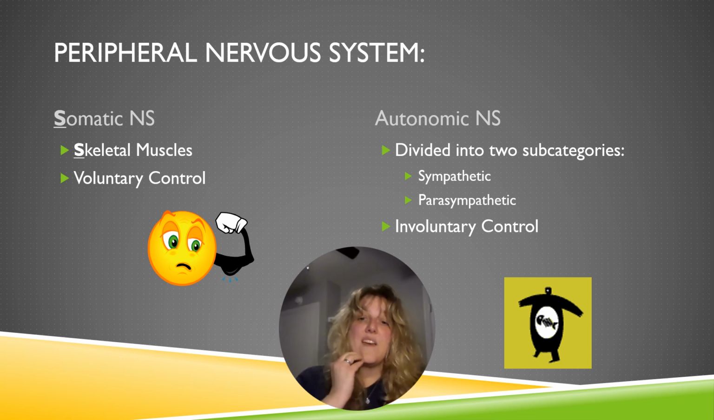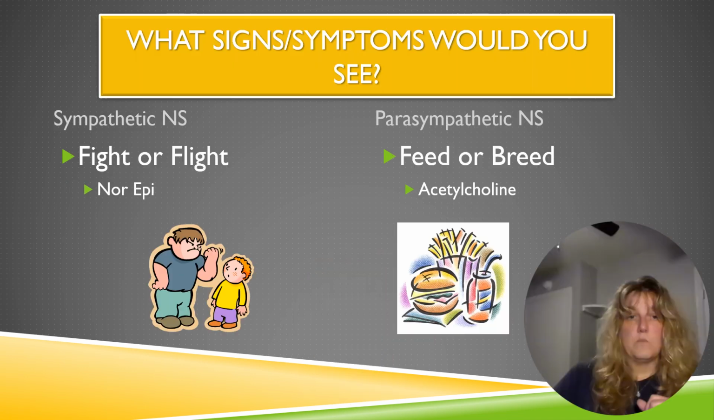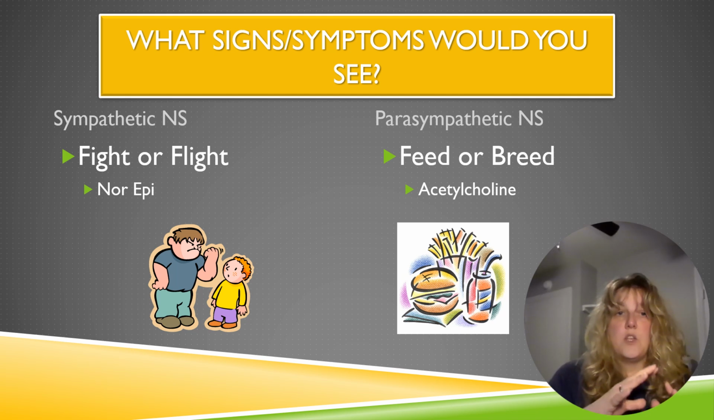These are the signals that are telling your stomach to digest the cheeseburger you just ate. It's those types of things. These are things we do not have control over. Our organs are working according to that autonomic nervous system. So again, you've got the fight or flight, which is your norepinephrine, and your feed or breed, which is acetylcholine.